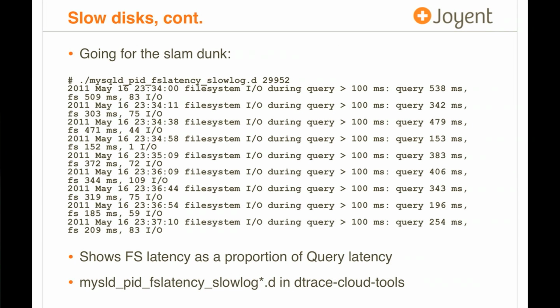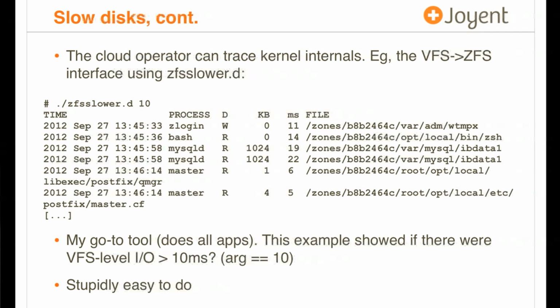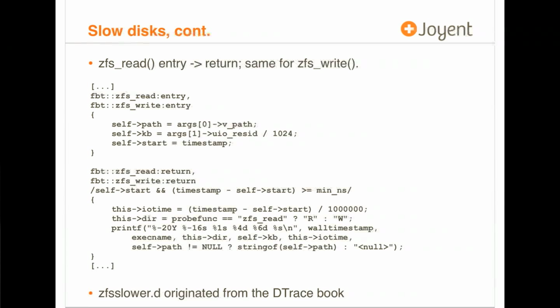So going for the slam dunk, this does MySQL PID FS latency slow log, and I had customers run this 24/7, and it's only recording queries that were slower than 100 milliseconds. It gives you the query time and the time spent in the file system. And so from that you can calculate the proportion of latency that was due to the file system and the potential speedup. So this is the dream tool. And most of the time the customer found it was not in the file system, it was actually in MySQL on the CPU.